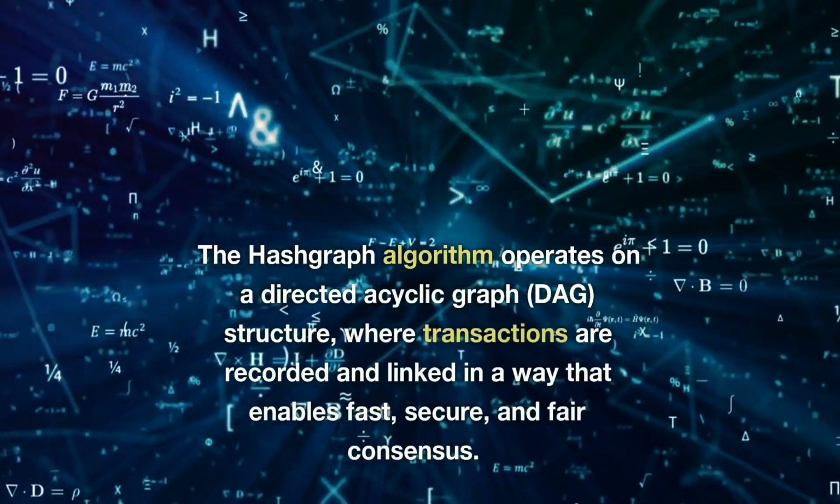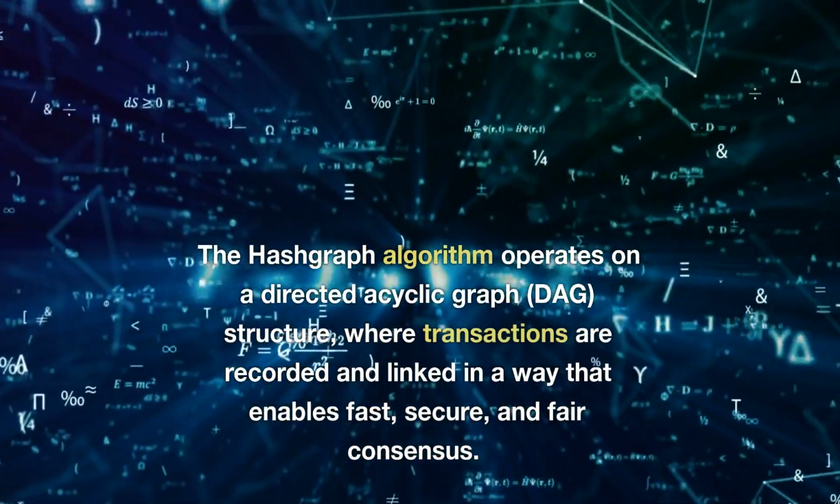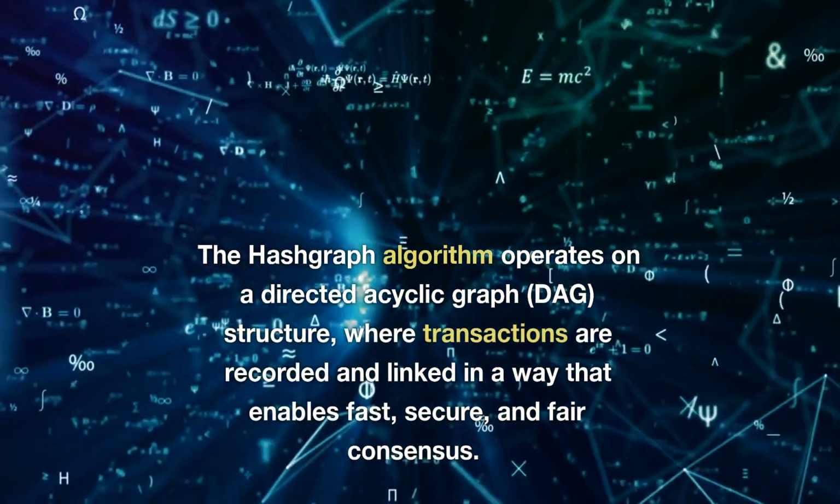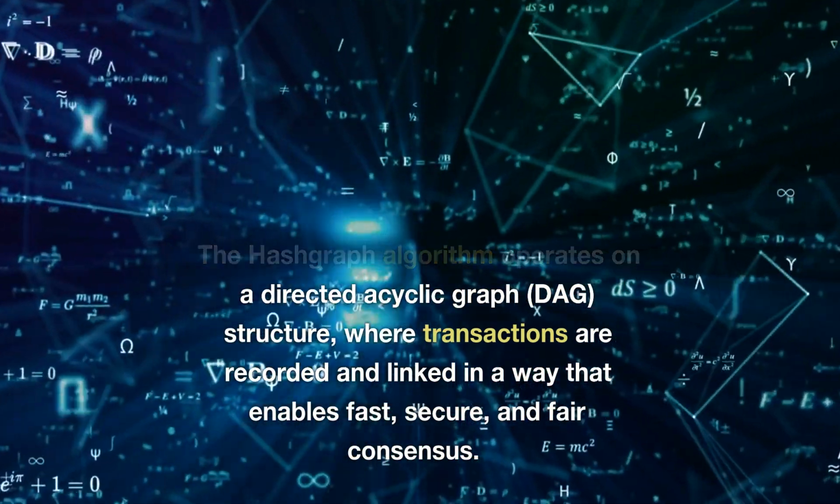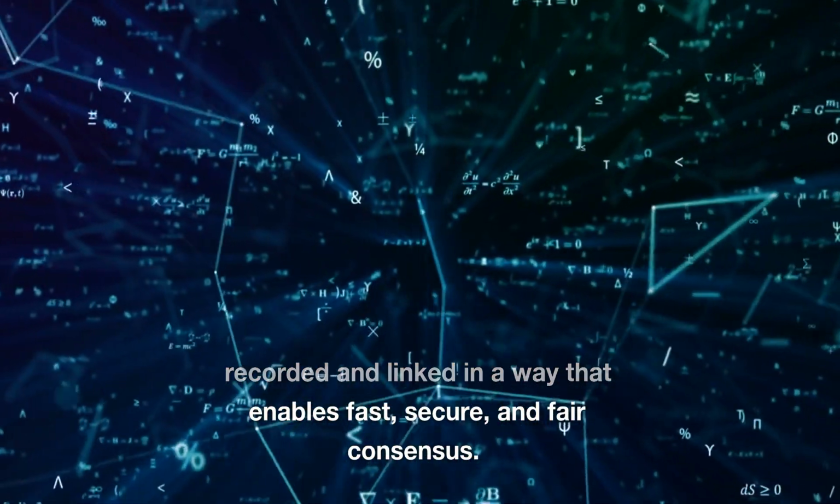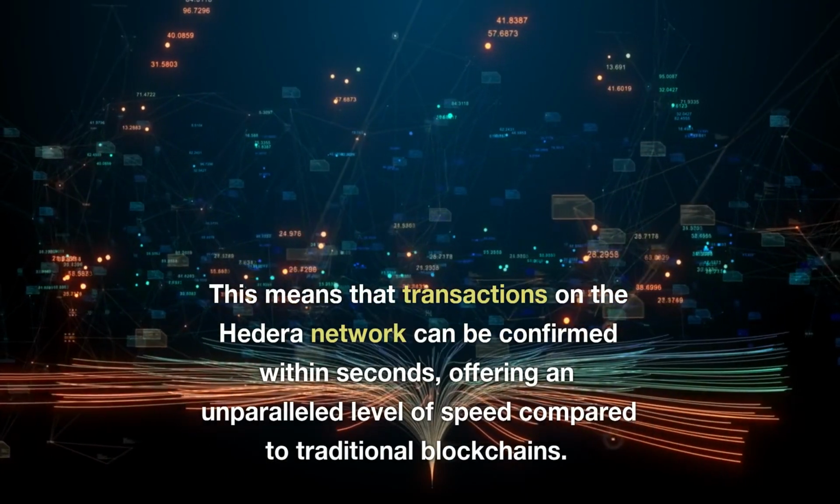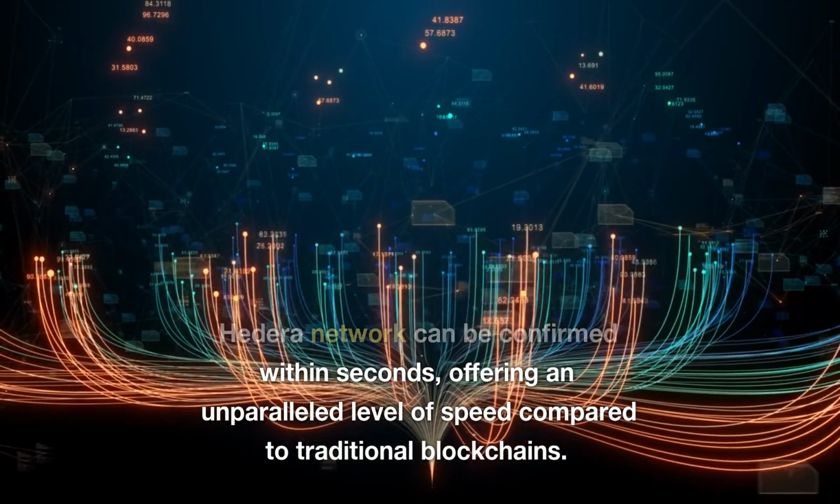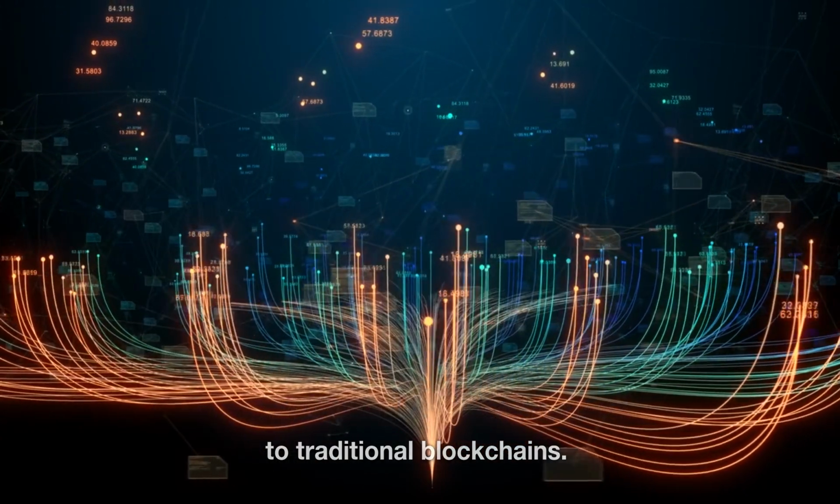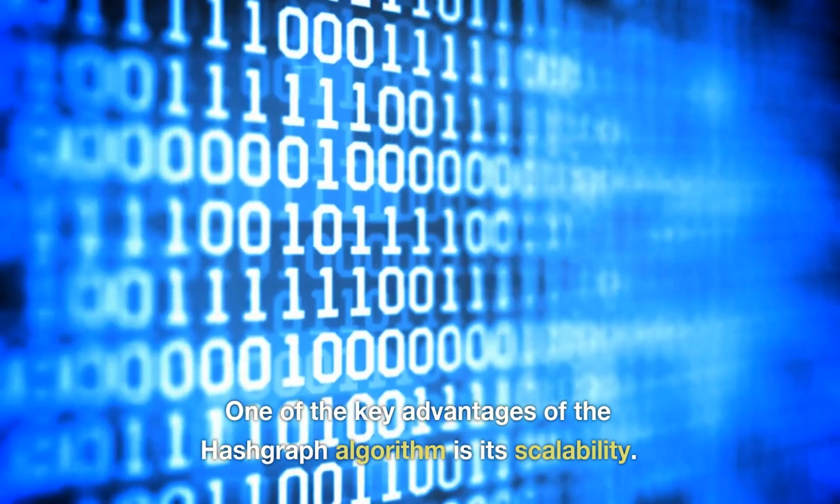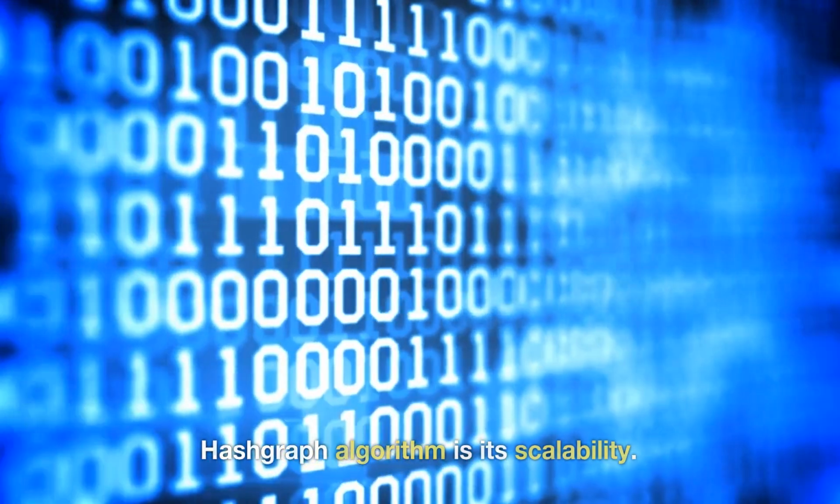The Hashgraph algorithm operates on a directed acyclic graph (DAG) structure, where transactions are recorded and linked in a way that enables fast, secure, and fair consensus. This means that transactions on the Hedera network can be confirmed within seconds, offering an unparalleled level of speed compared to traditional blockchains. One of the key advantages of the Hashgraph algorithm is its scalability.